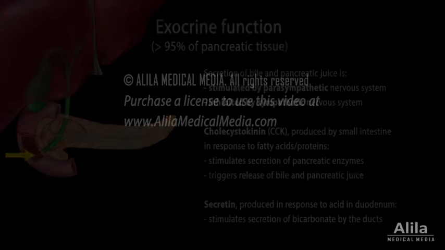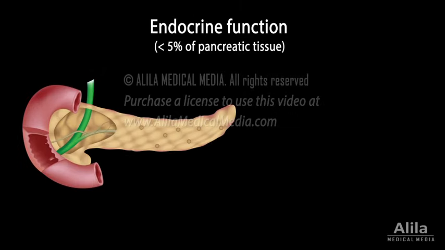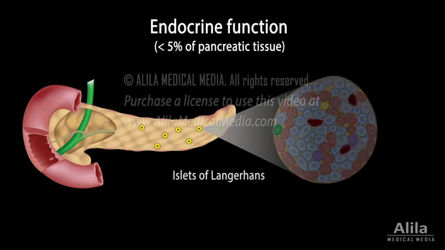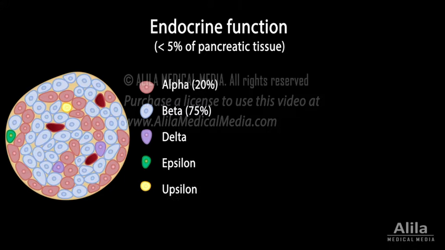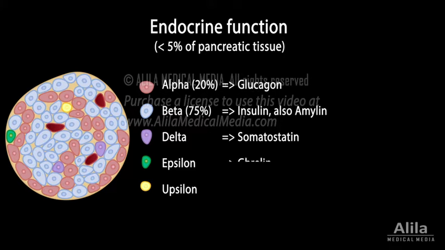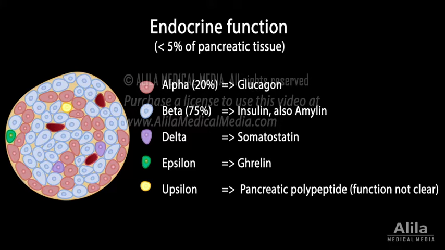ducts. The endocrine portion of the pancreas consists of scattered clusters of cells called the islets of Langerhans. There are 5 different endocrine cell types: alpha, beta, delta, epsilon, and upsilon. They produce glucagon, insulin, somatostatin, ghrelin, and pancreatic polypeptide, respectively.